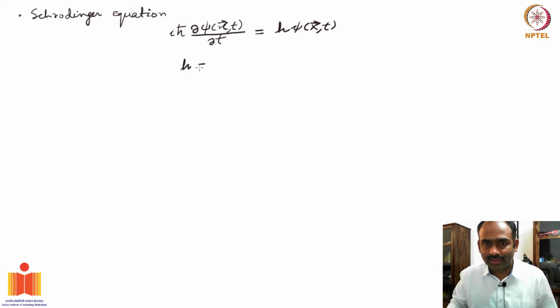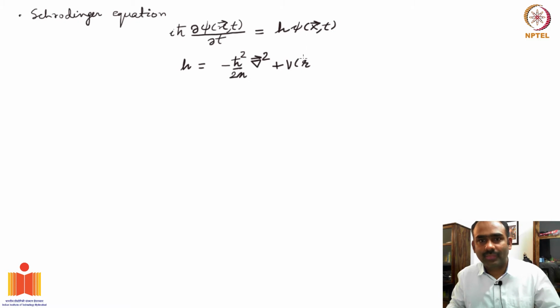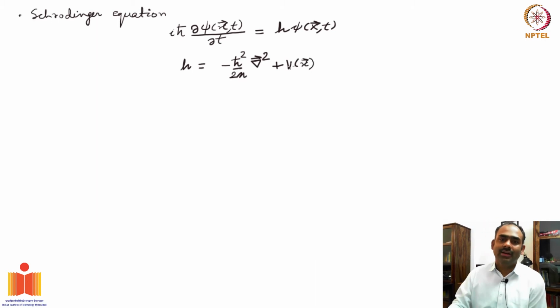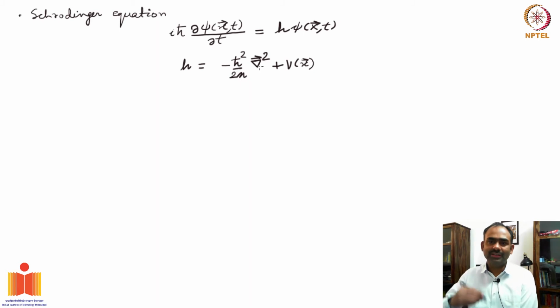So h is minus h bar squared over 2m, and you have a gradient squared, that's a scalar quantity. Remember, there's a dot product here, so it's scalar under rotations, plus the potential term. And this h is your operator. So we are imagining a system which is described by some potential V, and you have some particle in there, and the wave function of that particle is given by psi of x, t.